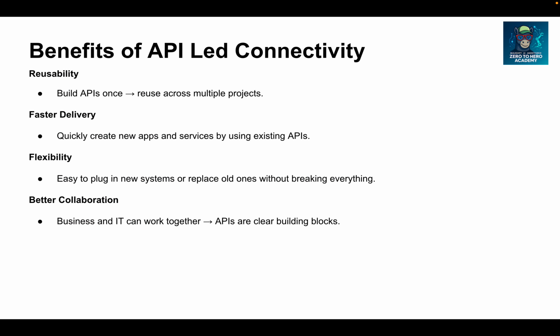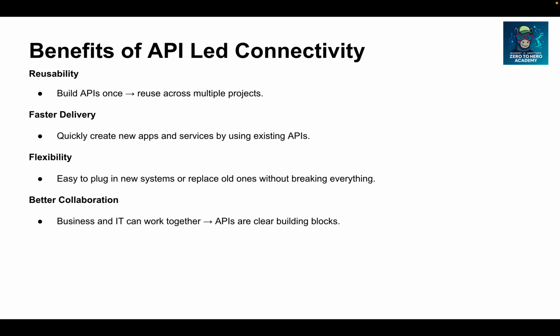For example, you have an experience API, process API, and the system API. You want to onboard some new channel, right? Maybe you want to onboard a mobile app. What you have to do is just reuse the process API and the system API. You can just build a mobile experience API, right, which can connect to the process API and system API to unlock the data. Flexibility: easy to plug in a new system, replace an old one without breaking anything.